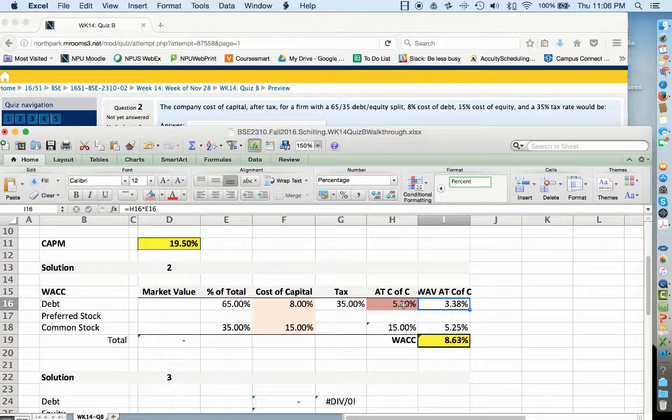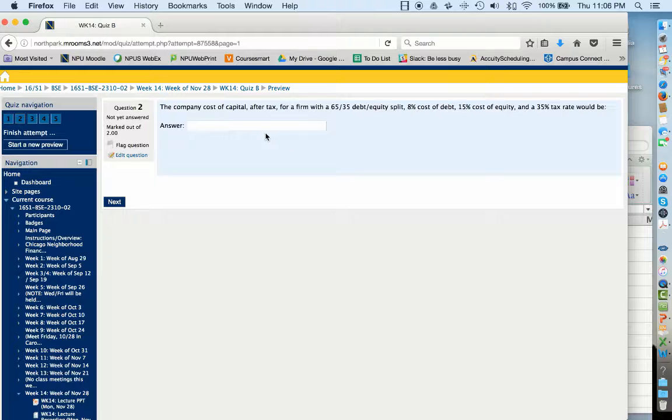And again, if you entered your number in a way that made Moodle mark it incorrect, I will go through and look at it and make sure that you get full points. Great. So now we have number 3.